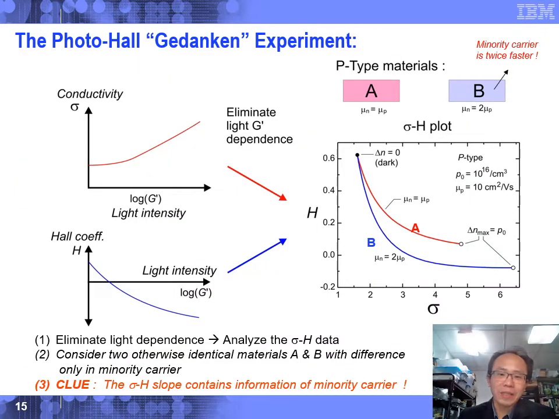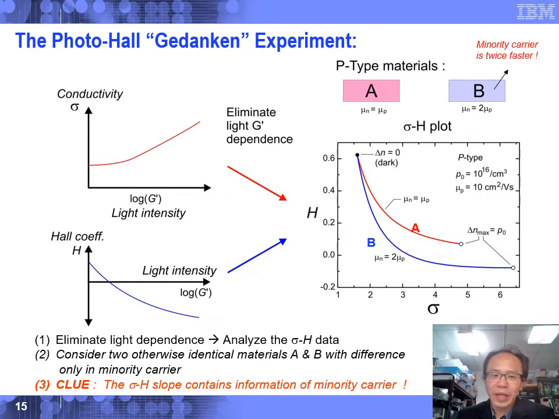And this is what we did with the photo Hall experiment. This is the Gedanken experiment, or thought experiment, in the photo Hall problem. You imagine two p-type materials, A and B. They are both identical, except the second material B has a faster minority carrier, or a faster electron in this example.